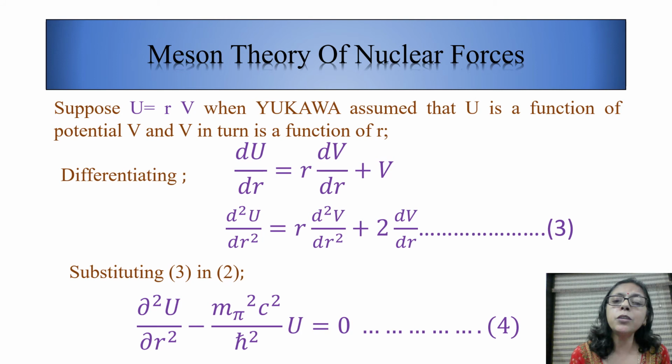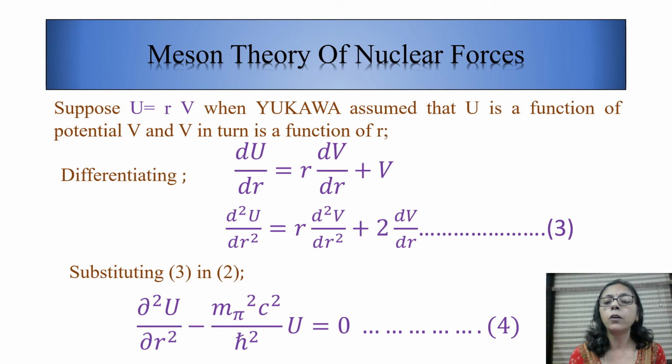And substitute this value of d square u by dr square from equation 3 into equation 2 that was there on the previous slide. You will get d square u by dr square minus m pi square c square upon h cross square u is equal to 0. Let us move forward.